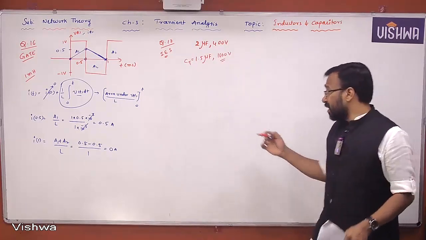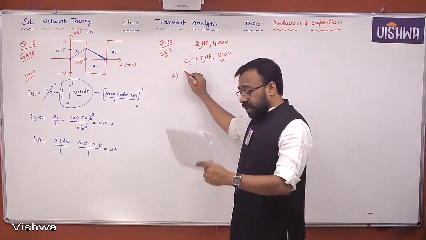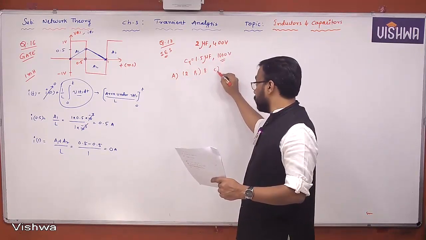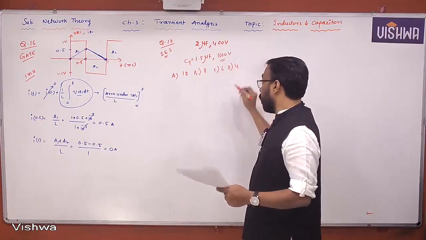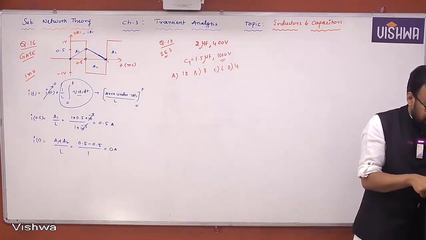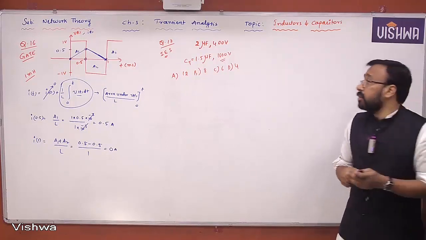Very simple question. The question is asking how many are required. The options given are A 12, B is 8, C is 6, D is 4. So let us try to answer it easily. We can easily answer this question. Look at this, all of you.